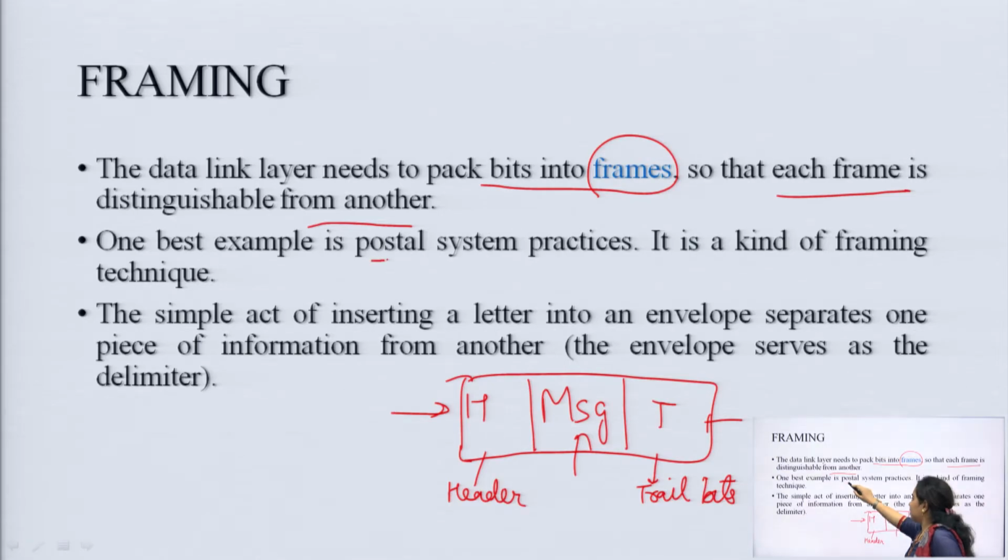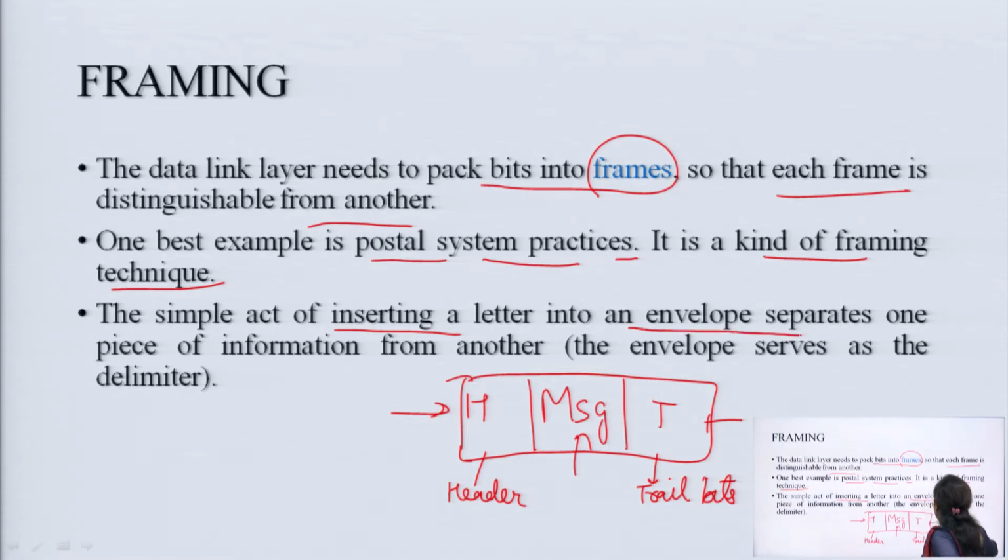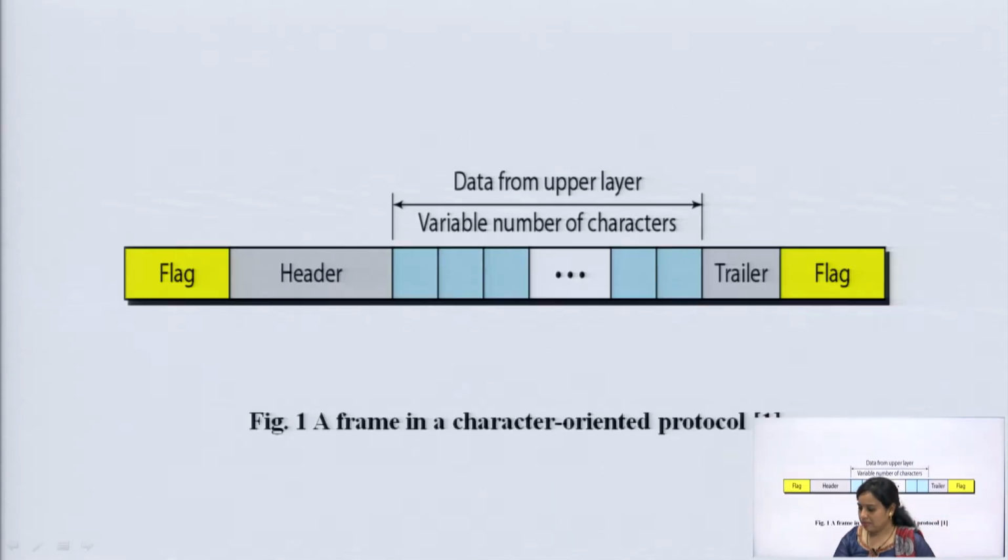One of the best examples is the postal system practice. It is a kind of framing technique. The simple act of inserting a letter into an envelope separates one piece of information from another piece of information. The envelope serves as the delimiter. So, this is all about framing, which works in the form of a layered task.